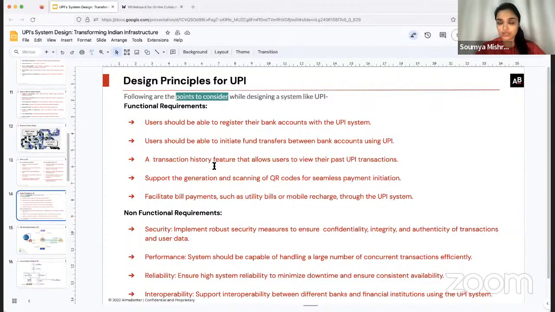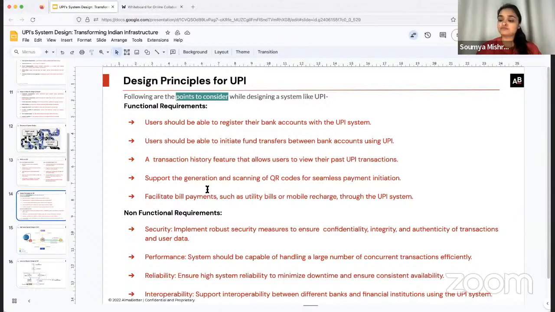That is not a functional requirement. They're not telling you that your system should be stable, but you need to understand that, yes, your system has to be robust. It has to be highly available. Another thing is that because this is related to money, your system should be secure, right? And your system should be fast. The performance metrics should be good. So these are some non-functional requirements.